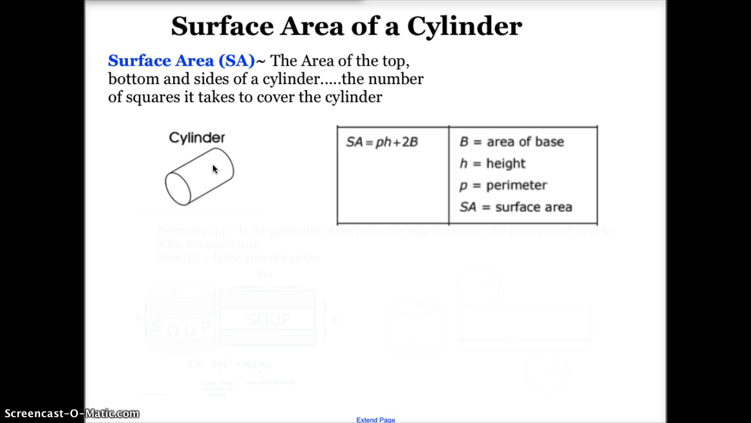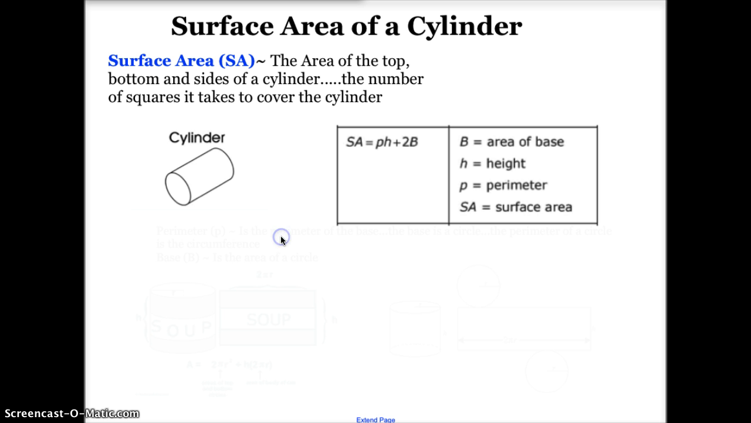cover the whole cylinder. When you take your MCA test this spring, they'll give you a formula for surface area. The formula is going to be surface area is equal to P times H plus 2B. But in order to use that formula, you have to understand what each of these letters mean. SA is just the surface area.